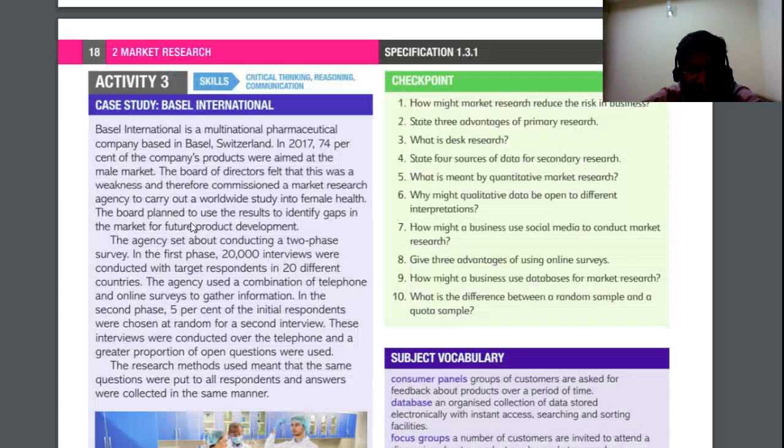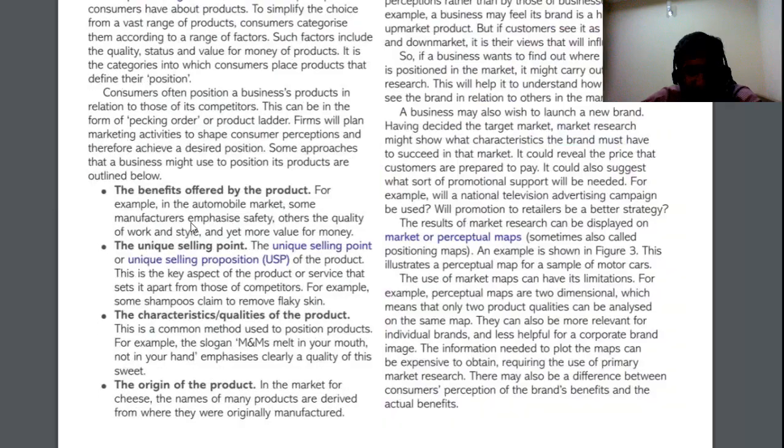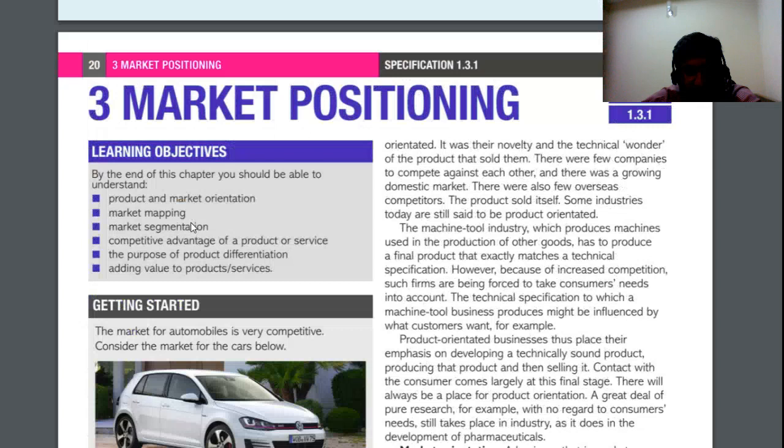Let me check what's covered in the next chapter and then I'll give you details accordingly. So what is it? Market positioning, market mapping. Okay. Not much to do with research.